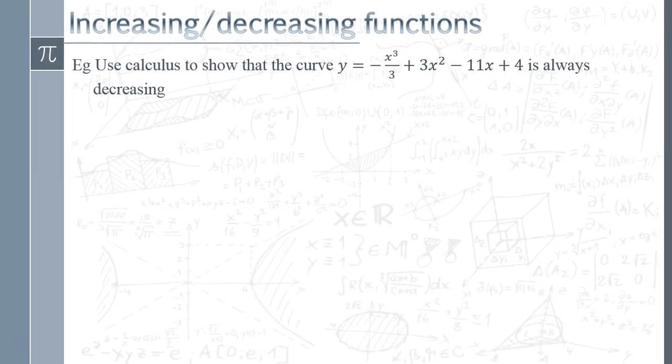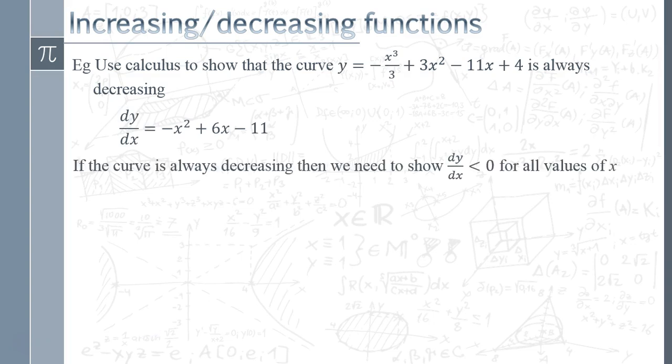On we go. It says use calculus to show that the curve y equals minus x cubed over 3 plus 3x squared minus 11x plus 4 is always decreasing. So always decreasing means that the gradient is always going to be less than 0. So there's our gradient function that's already popped up on the screen, minus x squared plus 6x minus 11. And we've got to show that that's going to be less than 0 for all values of x.